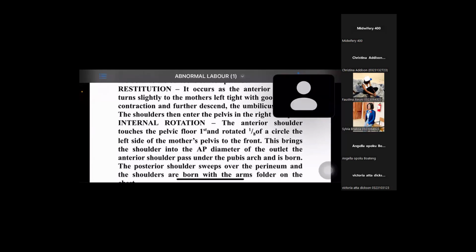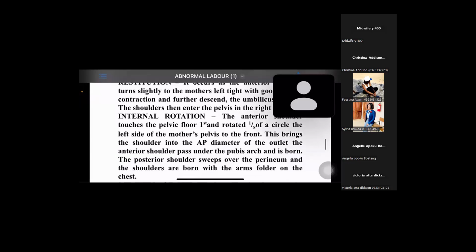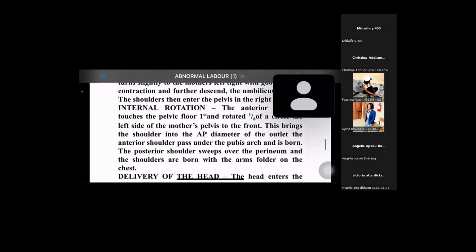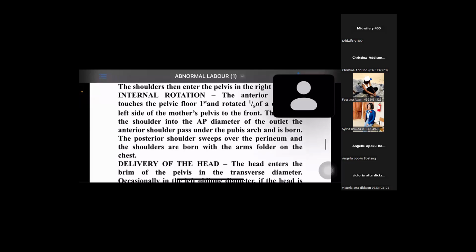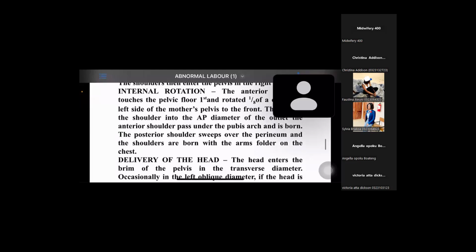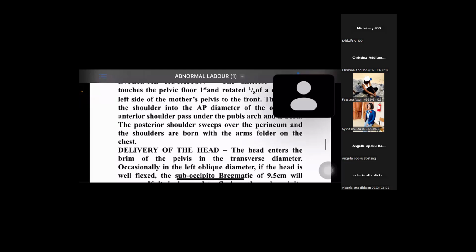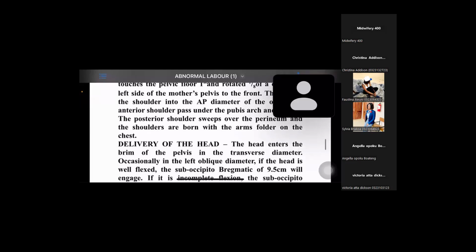Internal rotation. The anterior shoulder touches the pelvic floor first and rotates 1/8 of a circle to the left side of the mother's pelvis to the front, then brings the shoulder into the AP diameter of the outlet. The anterior shoulder passes under the pubic arch and is born. The posterior shoulder sweeps over the perineum, and the shoulders are born with the arms folded on the chest.